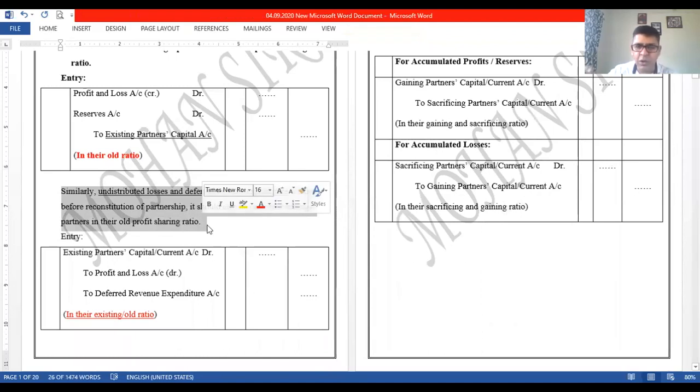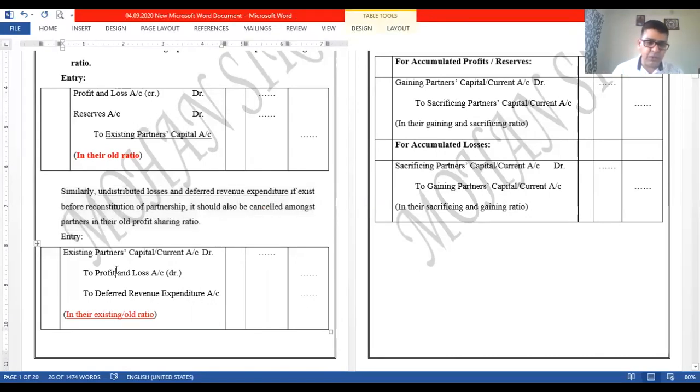So any profits or losses appearing in the balance sheet before reconstitution belong to the old partners in their old ratio. Losses have a debit balance. We need to close those accounts. So we'll have to credit that, and partners need to be debited, right? So you can see that entry over here again: partner's capital or current account as the case may be, to profit and loss account debit balance or to any deferred revenue expenditure.